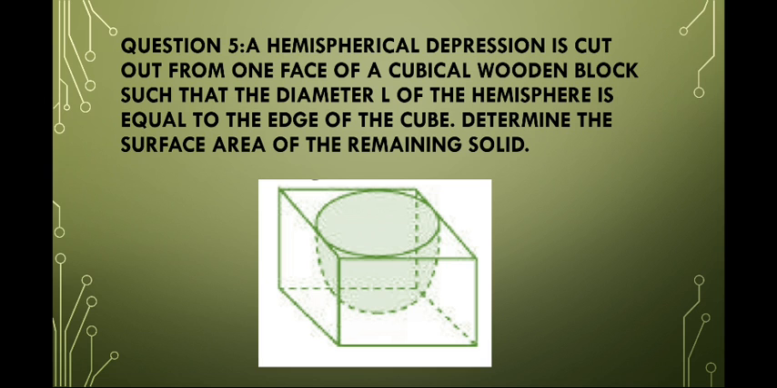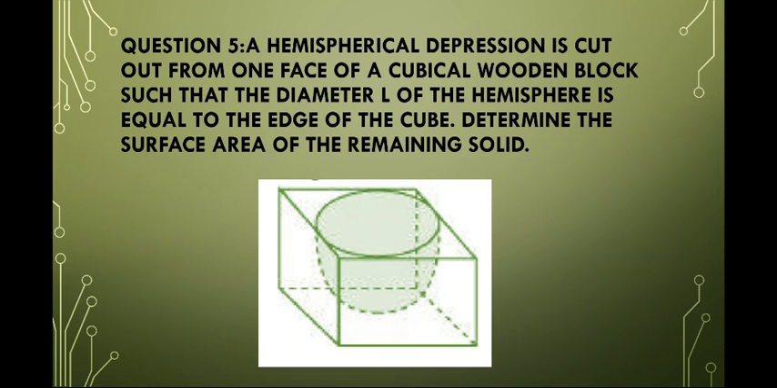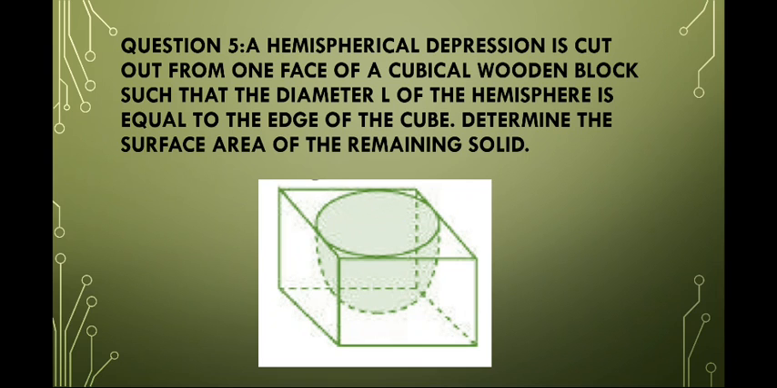So first of all, this section is given as a cube. Now you have to cut a hemispherical portion. You have to cut out this hemispherical section from the cube. Now you have to find the surface area of the remaining solid except this portion. Also, a condition is given that the diameter of the hemisphere is equal to the edge of the cube.